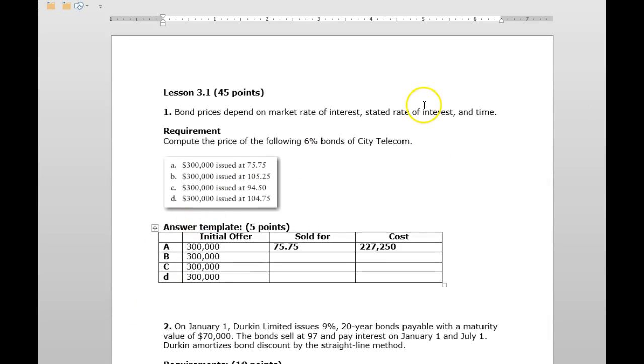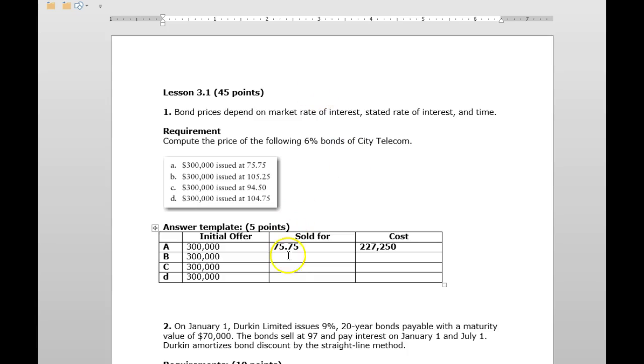So we are ready for lesson 3.1. This is bonds. It can be confusing, so just hang in there. We're not going to delve too far into them, just far enough that you'll be able to talk about them and calculate them and maybe explain them to some folks.